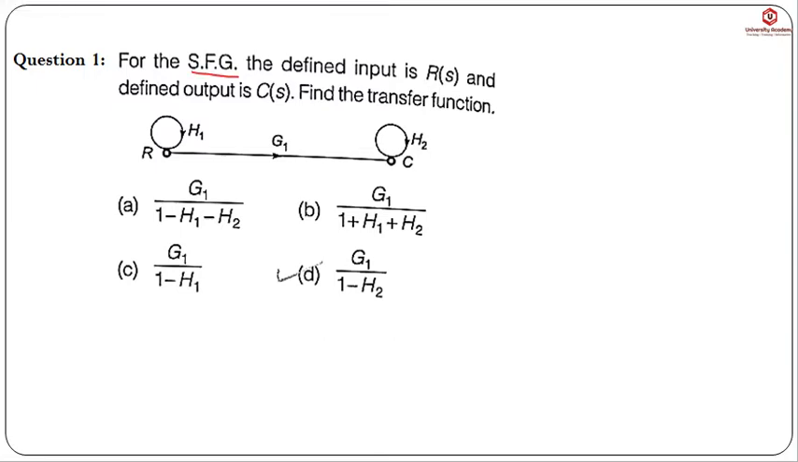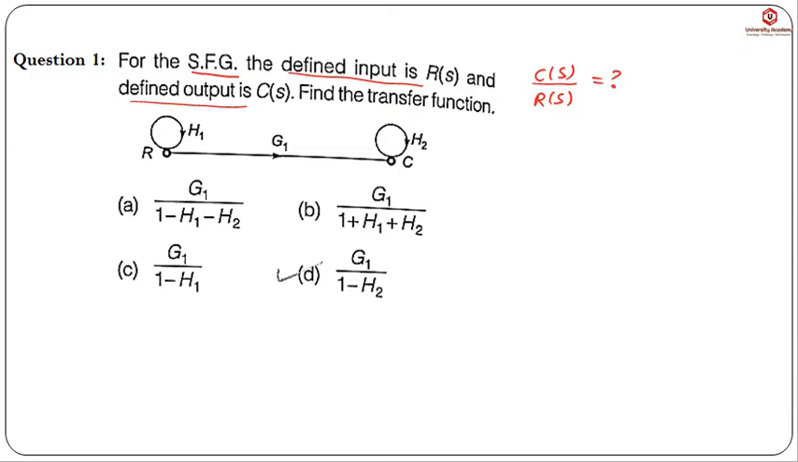Now let us see the first question. For the signal flow graph, the defined input is R of S and the defined output is C of S. So we have to find out the transfer function. The transfer function will be given by the Laplace transform of output, which is C of S, by the Laplace transform of input. So we have to find out this ratio.